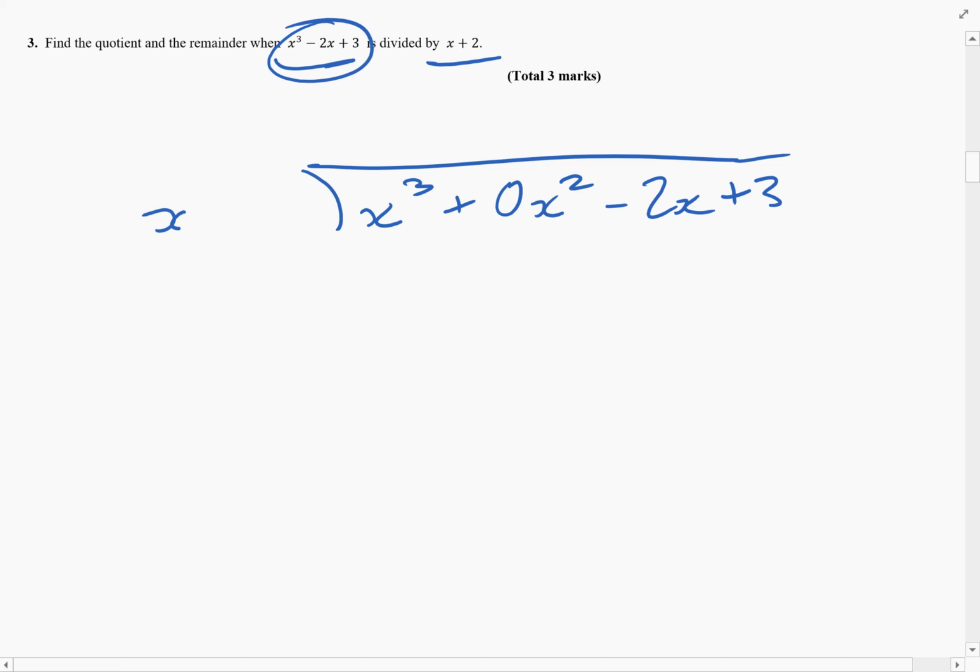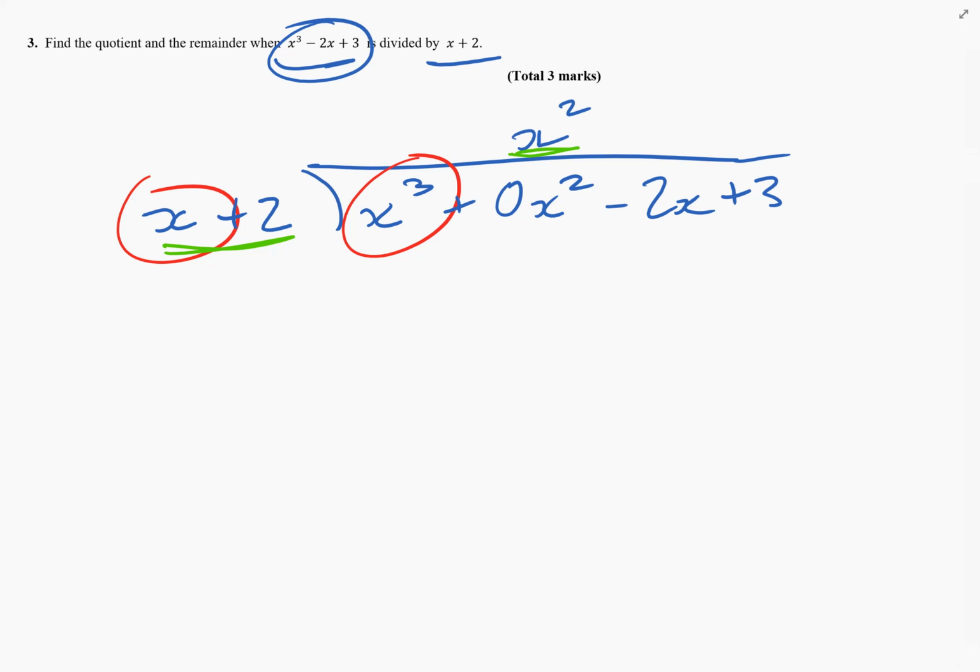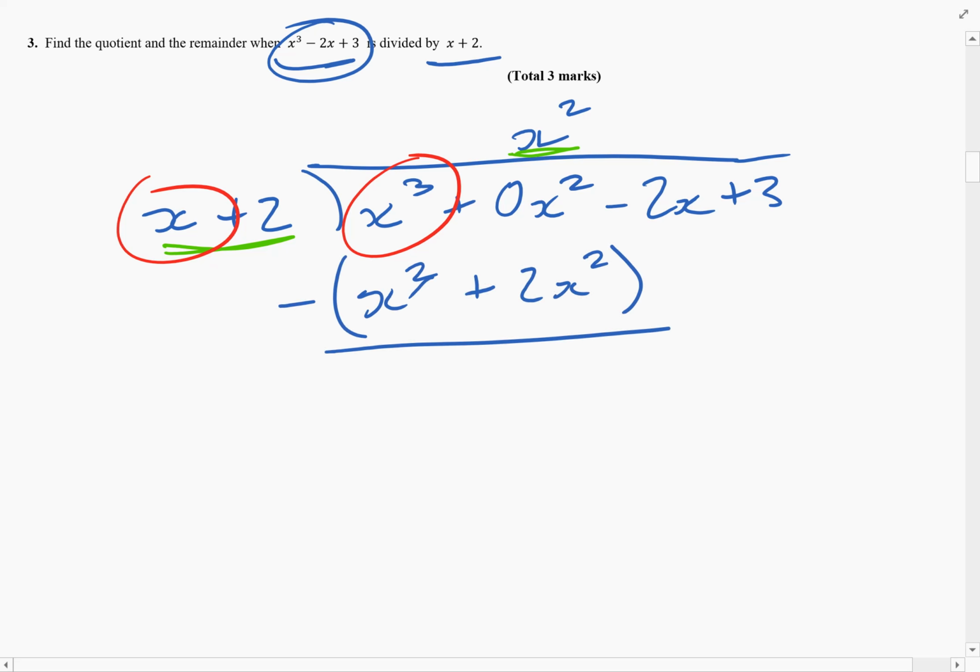Okay, so then we want to divide all this. So the first thing you do is you do this divided by this, which is x squared, so put that up there, and then you do this times by all of this, which is going to give us x cubed plus 2x squared, and then we want to subtract that. So 0x squared minus 2x squared is minus 2x squared.